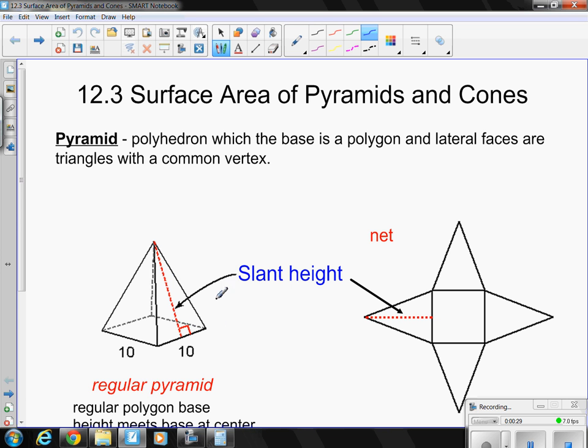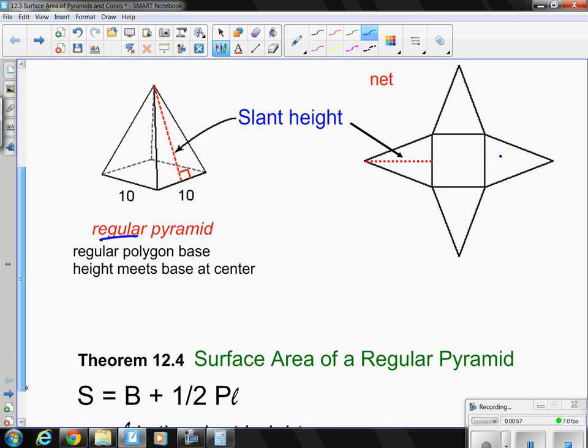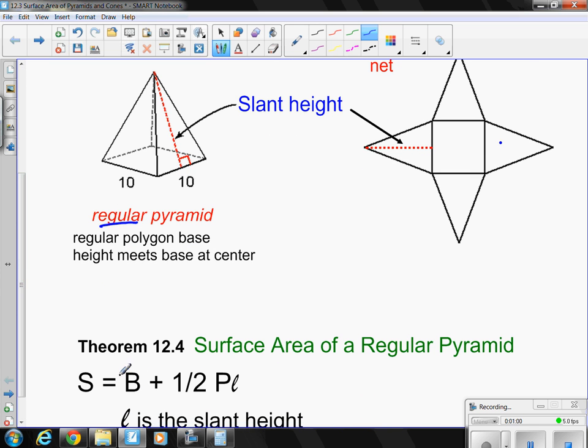And we use that because if I want to find the surface area of this pyramid, I need to find the area of this triangle. Okay, and this formula is going to be for a regular pyramid. If it's not a regular pyramid, you'll need to look at the net and find the area of each one of the triangles and the base separately. But as you can see, in a pyramid we only have one base, so our formula is going to be surface area of the base plus 1/2 the perimeter times L, the slant height.